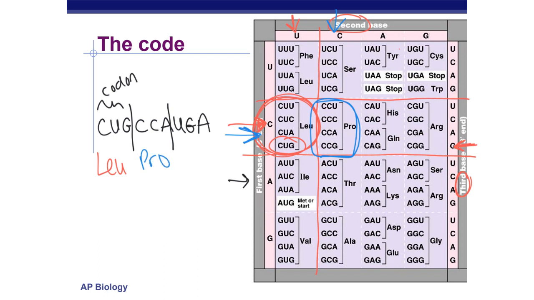For the third one, we needed to move up to the first row for U, G. So we're in this section right here. And it did matter what the third base was. The third base was the A. So that puts us right here. That literally does mean stop.